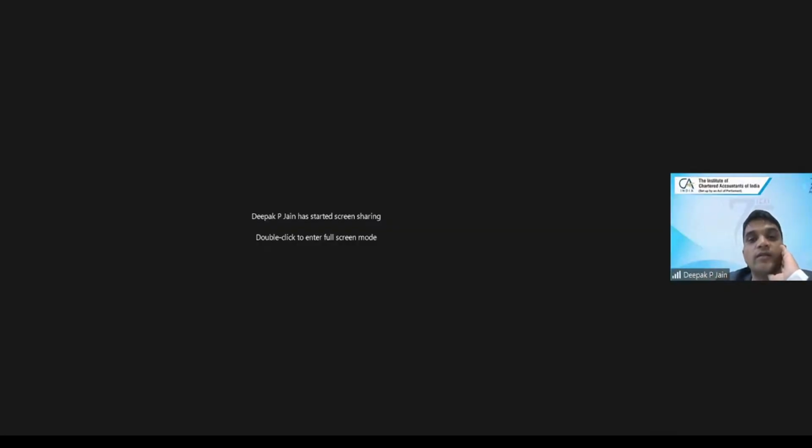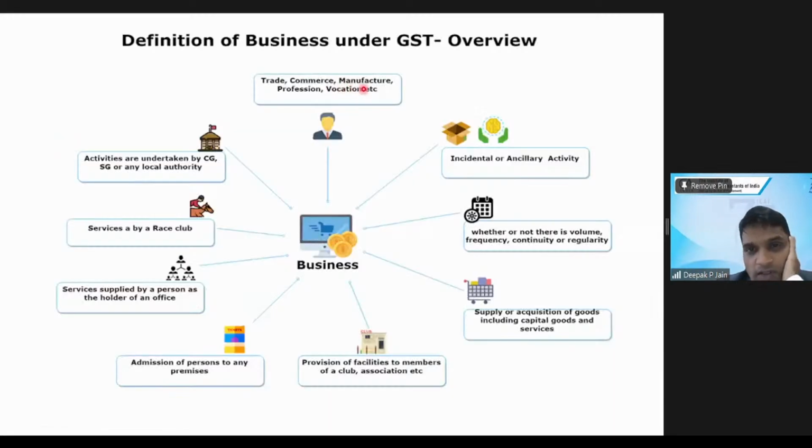Now, business is defined as any trade, commerce, manufacture, profession, vocation, etc. So it can be any kind of thing. It can be trade, it can be commerce, it can be manufacturing activity, any profession doing any kind of professional services, vocation. All of that is business. It could be any incidental or ancillary activity to the business.